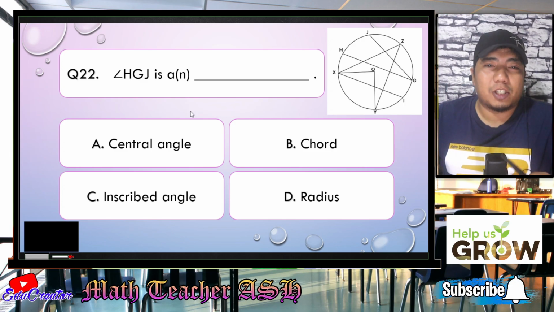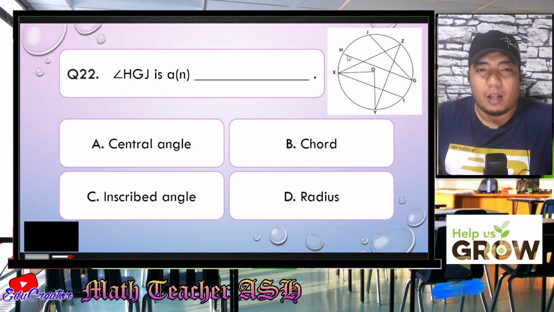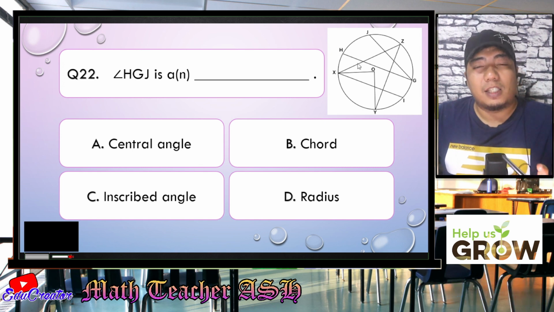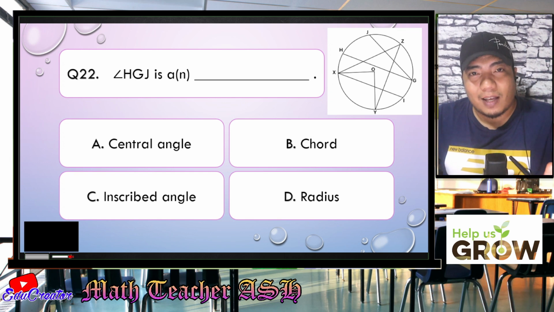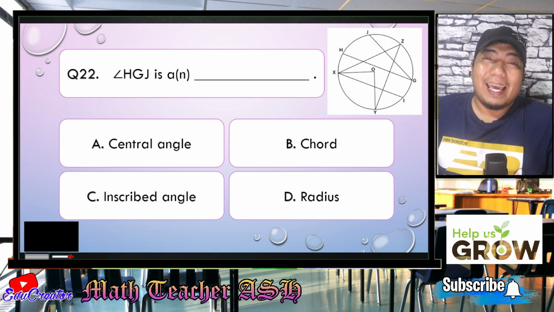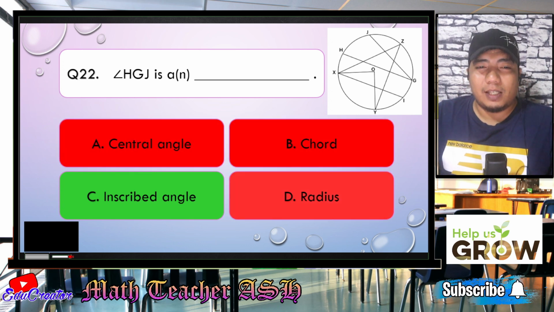Alright, math learners, let's check in our figure where this HGJ is. So HGJ. Okay, so this is the one. Now, as you can see, this is an angle, right? An angle in which the vertex is part of the circle. If that is the case, what do you call that kind of angle? Alright, that is what we call an inscribed angle. Letter C. Easy, right? Very easy, my dear math learners.